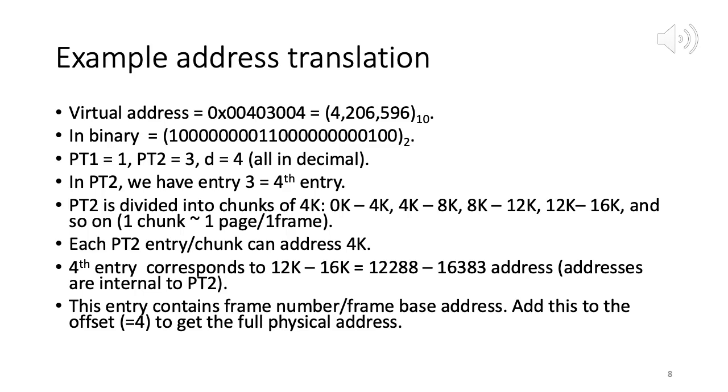Here we're looking at the fourth entry in that particular inner level page table, which corresponds to the 12K to 16K chunk, or 12288 to 16383 addresses. So it corresponds to that particular frame. We look into that entry, get the frame number or frame base address, add this to the offset, and get the full physical address. I hope the process is clear.